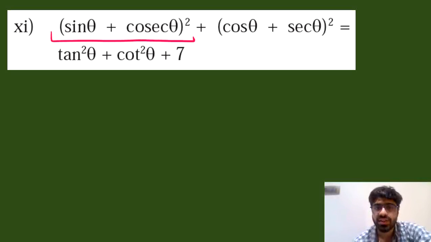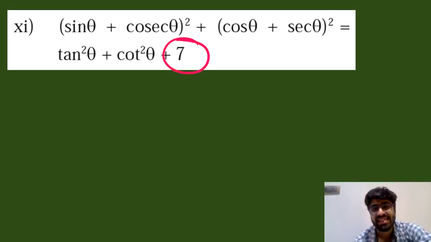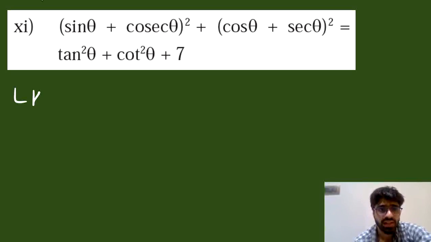(sin θ + cosec θ)² + (cos θ + sec θ)², and we need to prove that this is equal to tan² θ + cot² θ + 7, that weird looking term. Okay, let's begin and see how we get that 7 from solving the left hand side.